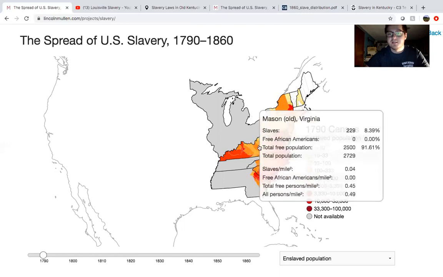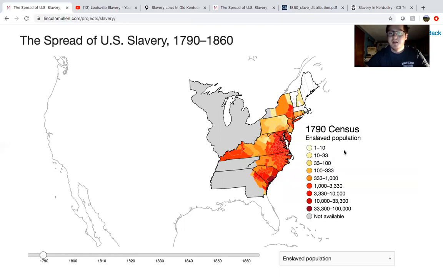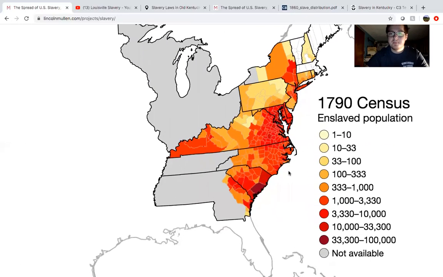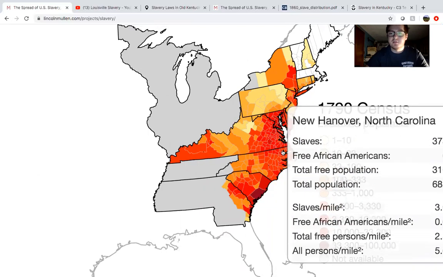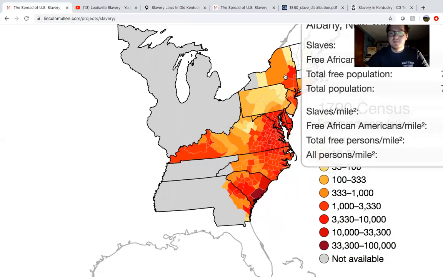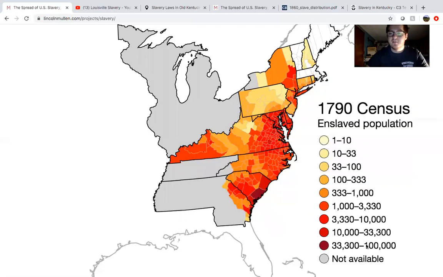Virginia was the biggest state with the biggest population this time. Let's look and see where most of the slaves are. I'll zoom in a little bit. It's kind of evident to see where they're at. They're right here on the coast. We see the dark red down here, 33,300 to 100,000 slaves.